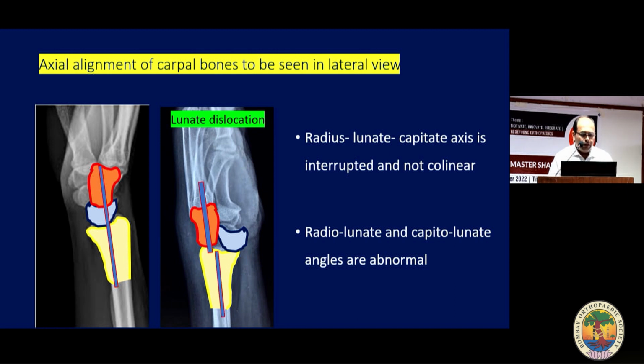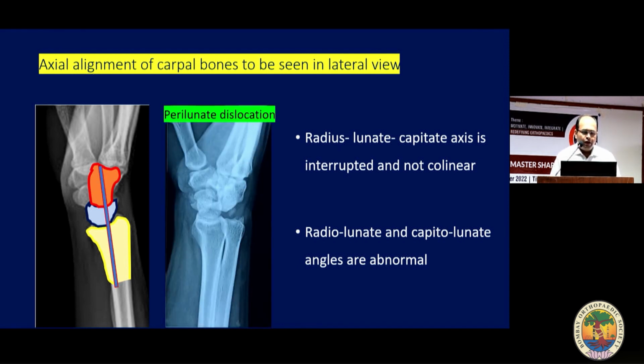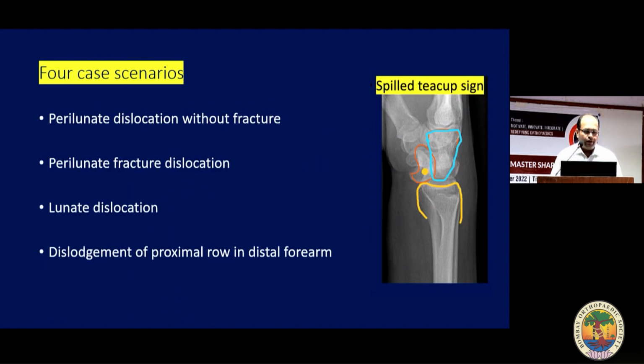This is the normal alignment of the carpus in lateral view. When we talk about perilunate dislocation, there is the distal radius and the lunate, and the capitate is out. That is a perilunate dislocation. Here again, what we have to understand is the axis between the radius, lunate, and capitate.